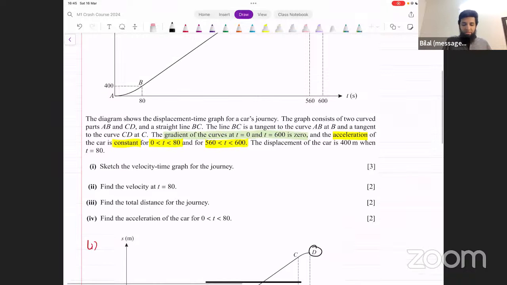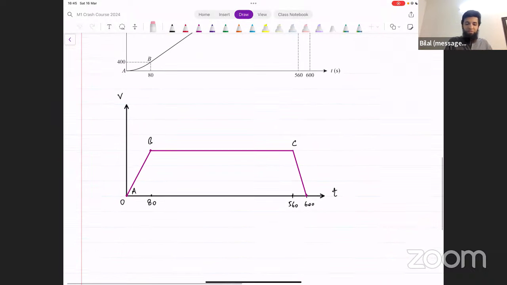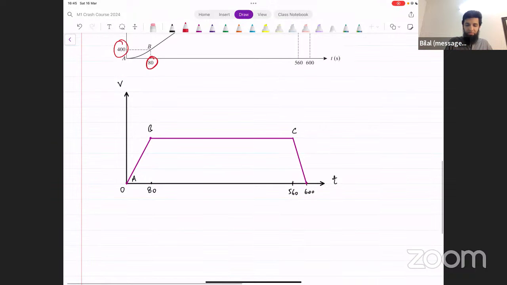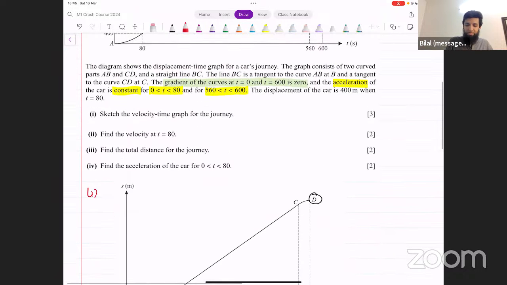Now it says find the velocity at time equals 80. How do you find the velocity at time equals 80? You know the displacement value, the displacement covered in the first 80 seconds. You have time and the value of displacement. Let me just write that down. And acceleration is constant, right? They tell us in the question that acceleration is constant for the first 80 seconds.